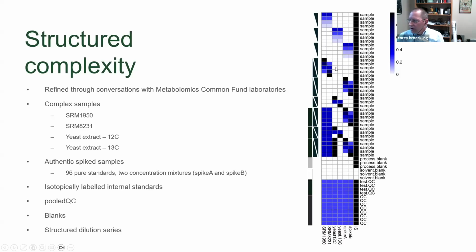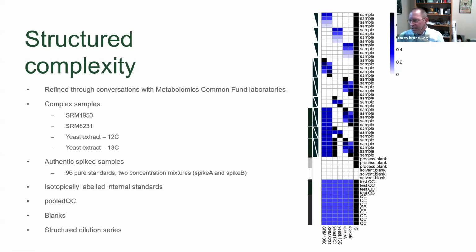So the cursor, I'm just going to highlight this area here. I'll start at the top. This is a dilution series of 1950. What this represents is we have 4 different vials, 4 different samples, where we have a dilution series. In this case, it's a 50-50 mixture of 1950 and 8231. And then we dilute that several-fold.